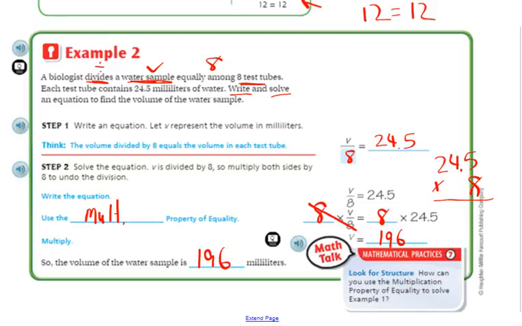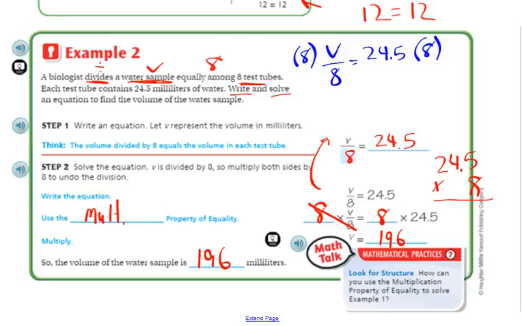So I'm going to review this a little bit for you here because I really want you to see this. So take a look up here in blue. We had V over 8, and we set it equal to 24.5. Well, we identified that we have division for our equation, so now we're going to multiply. What are we going to multiply? I'm going to multiply by the number that I want to get rid of that's attached to the V because I want V by itself. So I'm going to multiply by 8 on the left. And if I multiply by 8 on the left, I have to multiply by 8 on the right. You have to balance it out with an equation.